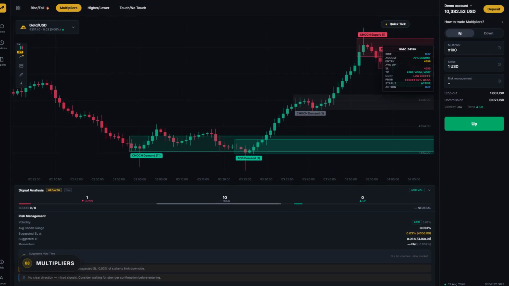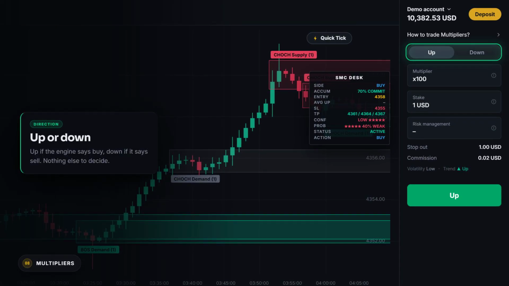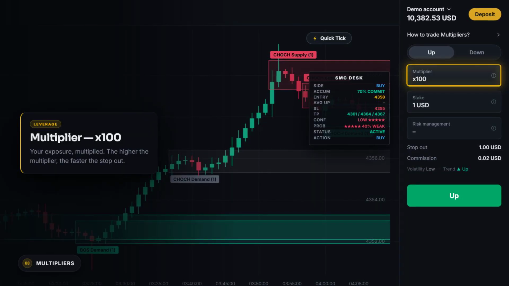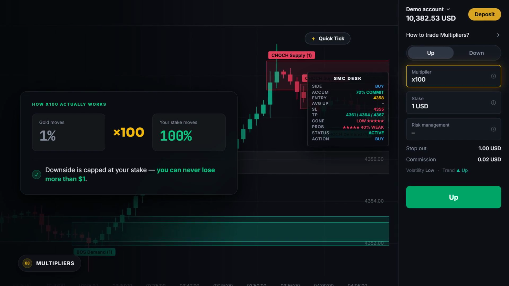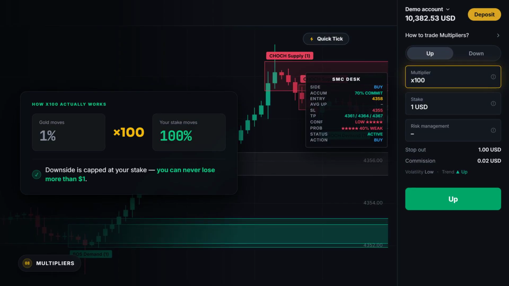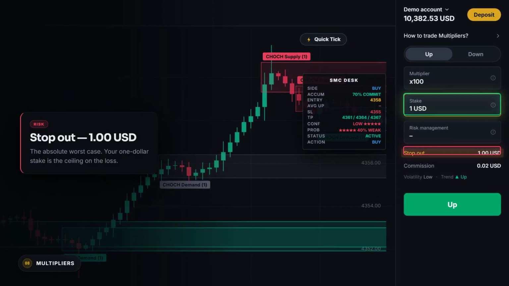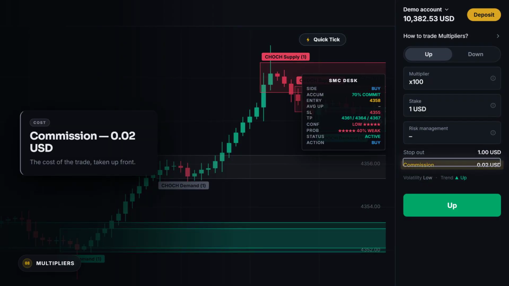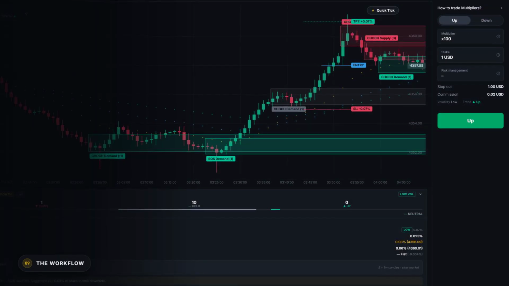So how do you trade the signal? Multipliers. You pick a direction, up or down, and a multiplier, here times 100. That means a 1% move in gold becomes a 100% move on your stake. With a $1 stake, your risk is capped. Stop out is $1, and you cannot lose more than what you put in. Commission is 2 cents. Add risk management to attach your own take profit and stop loss, and the trade manages itself.